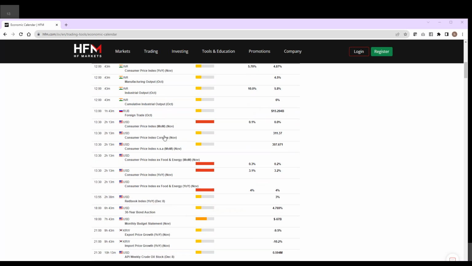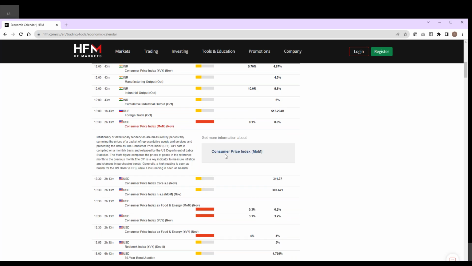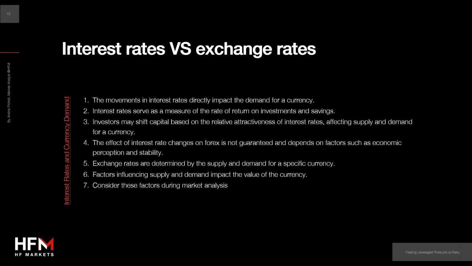So in every economic calendar, if you click on the explanation of each indicator, you will see also how it is expected to affect the particular currency that it is related to. So in this case, it's US inflation. We can see that the high reading is seen as bullish for the US dollar, while a low reading is seen as bearish. But I want you to remember, guys, that this reaction is not a guarantee.